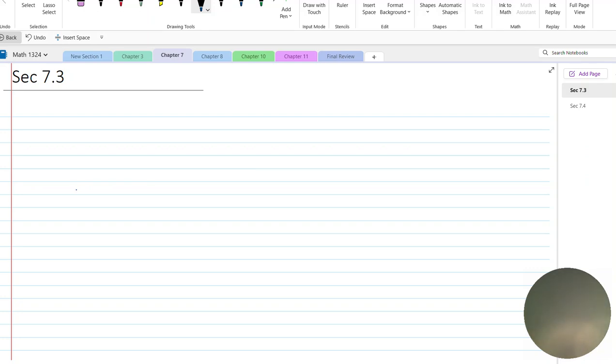All right, we're in section 7.3. Now, I didn't cover for your knowledge section 7.1 and 7.2, which dealt with sets and Venn diagrams. And I'm going to give you a small synopsis of the use of sets.